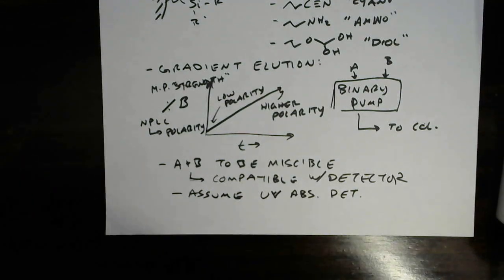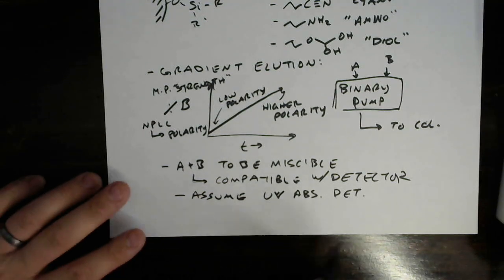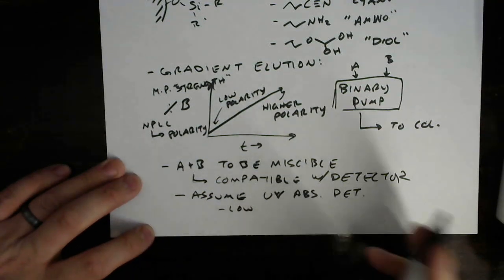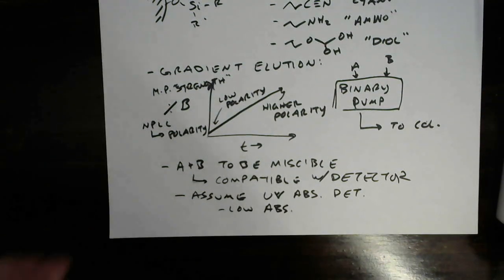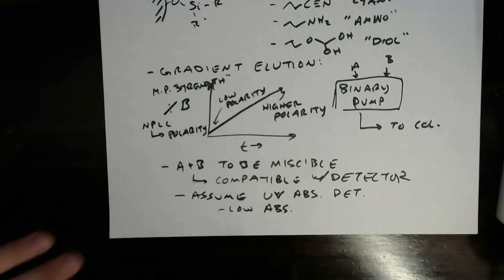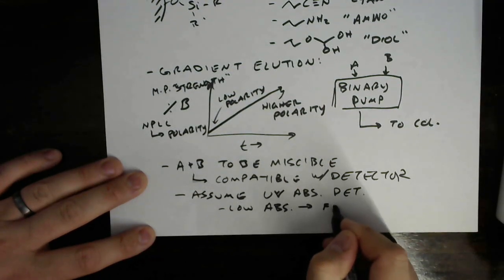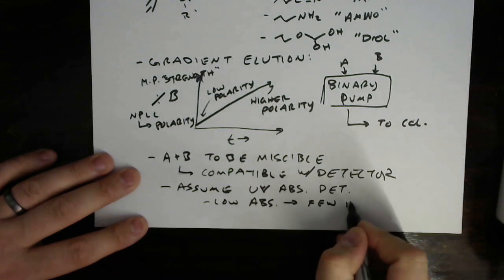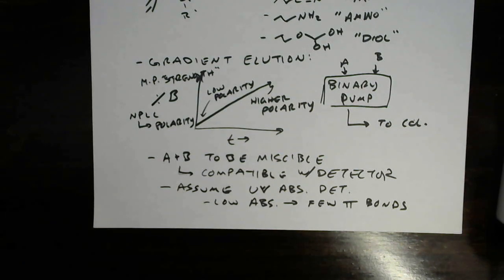In that case, what we're looking for in these solvents A and B to be compatible with UV absorbance detection is a low degree of absorbance from our solvents, right? If we have high solvent absorbance, we're going to miss the small change in absorbance that comes when there's analyte in there. And for UV absorbance, that generally means few or no double bonds, few or no pi character to the solvents.